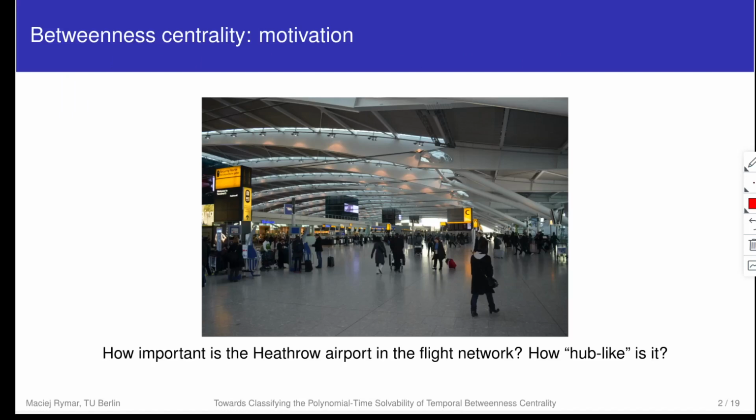So just to give some background on the concept, we are in network theory, and we would like to measure the importance of a node, a vertex, in the graph representing the network. As an example, we can think of a flight network. In particular, we want to measure how important one particular airport is in that flight network. So how hub-like is it? How important is it to the global connectivity in the flight network?